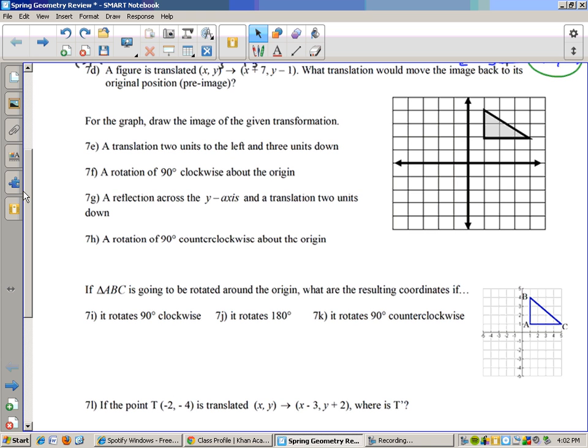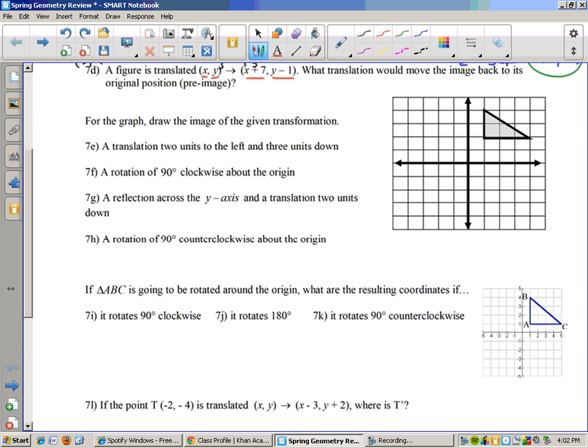A figure is translated x, y to x plus 7, y minus 1. What translation will move the image back to its original position? So basically this is saying take whatever your x value was and add 7 to it. Take whatever your y value was and subtract 1 from it.